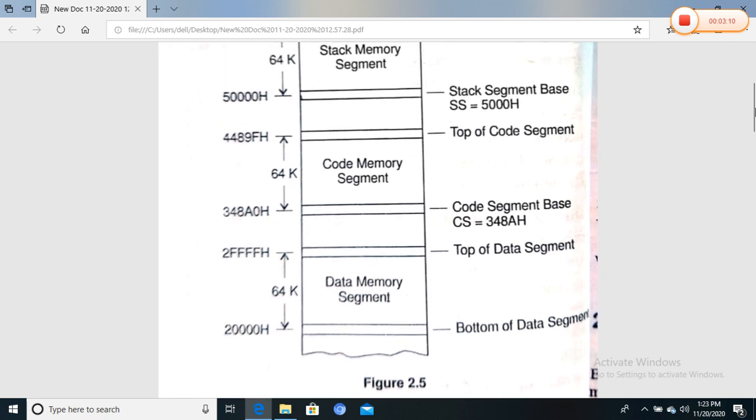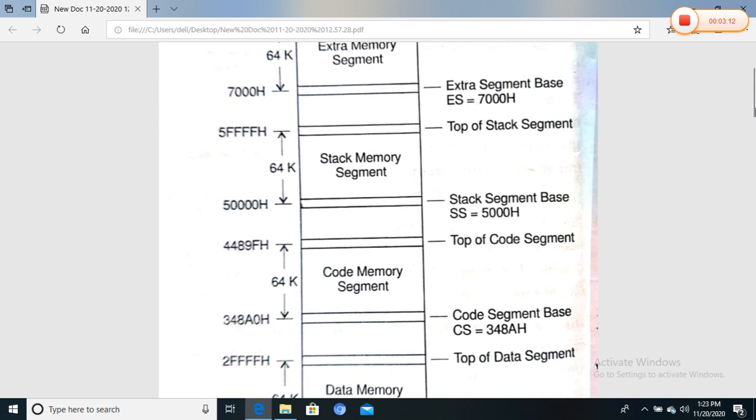Next is the stack segment memory. The stack segment memory is 64 KB. Its starting address is 50000H, which is 20 bits. From that starting address, the upper 16 bits are stored in the stack segment register, that is 5000H. This 16-bit value is held in the segment register for the segment memory.